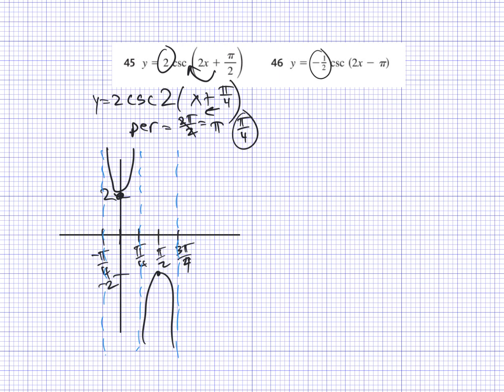46. Reflection. So that means, like on the last one, if it was reflected, this part would be down here, and this part would be up there. Okay, so just remember that as we get going here. So we're going to factor out a 2. We get y equals negative 1/2. And again, your amplitude is 1/2, so it's very close to the x-axis. Cosecant of 2, and that's x minus pi over 2. So we're shifting to the right by pi over 2. Our period is 2 pi over 2, or pi, and each increment is pi over 4.